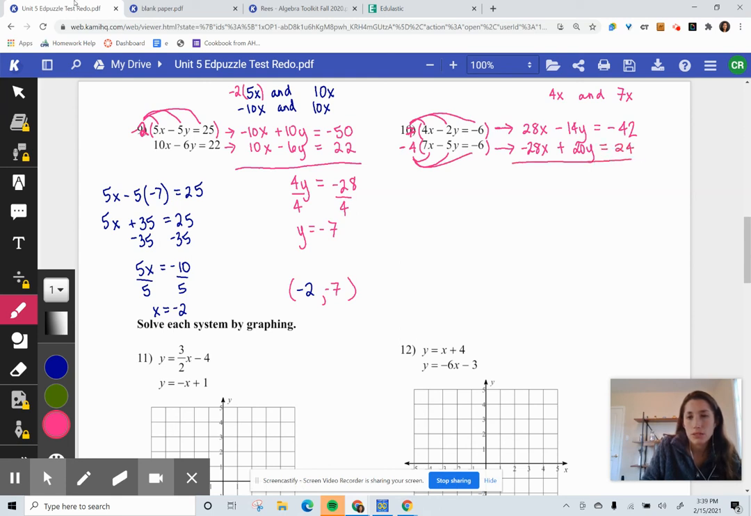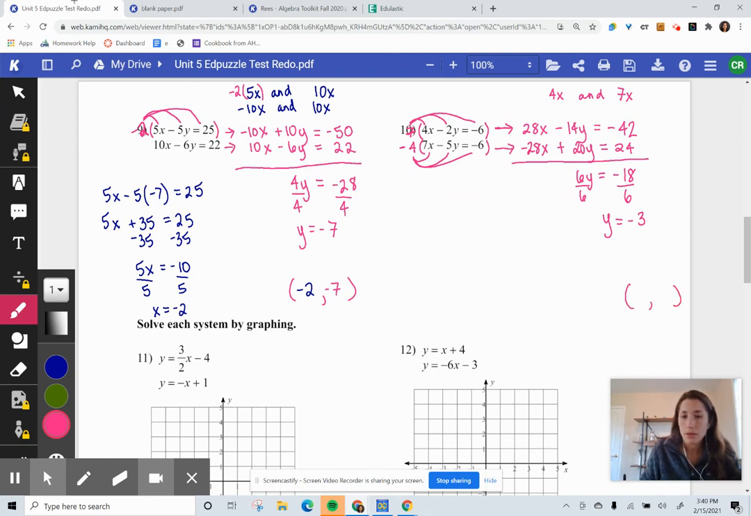So now we can add these two equations together. We've got 20 and negative 14. That should combine as a 6y. And then we have negative 42 and positive 24. That should combine as negative 18. So when we divide here, that should give us y equals negative 3.